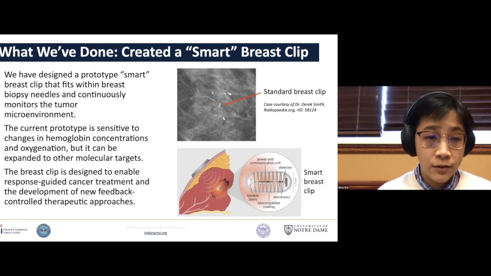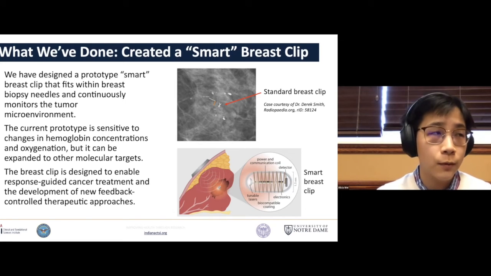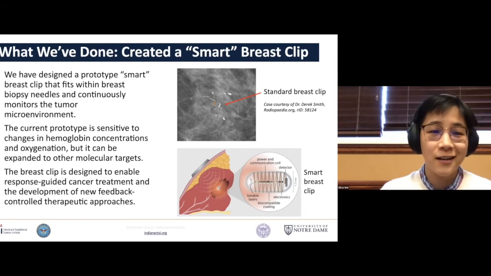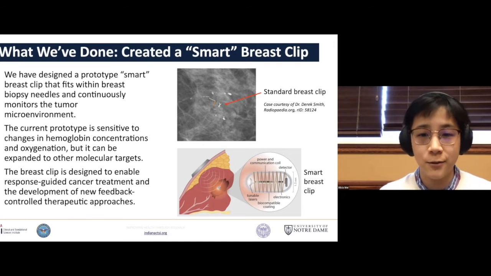The breast clip we have designed so far is also capable of, or will be capable of, response-guided cancer treatment, as well as development of further, newer controlled therapeutic approaches to breast cancer.